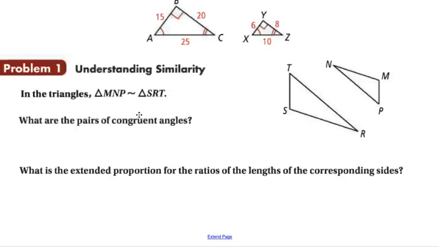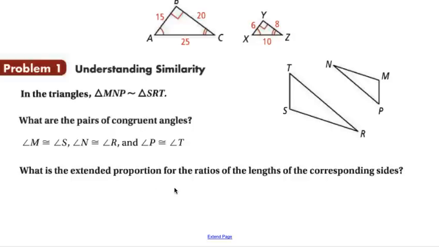So here's a problem for us to try. We have triangle MNP is similar to triangle SRT. Now just like when we had congruent triangles, the order of the letters tells us the corresponding sides that are similar. So what are the pairs of congruent angles? We could tell that even if we didn't have a picture, by the order of the letters. So just by looking at the letters, we know angle M is congruent to angle S. Angle N is congruent to R, and P is congruent to T.